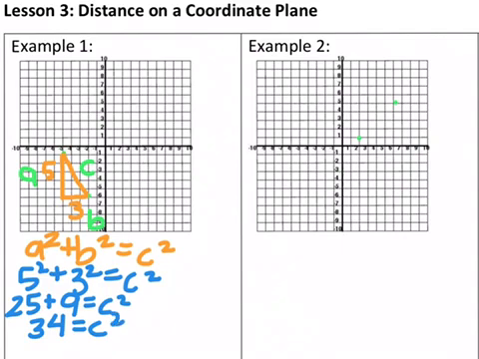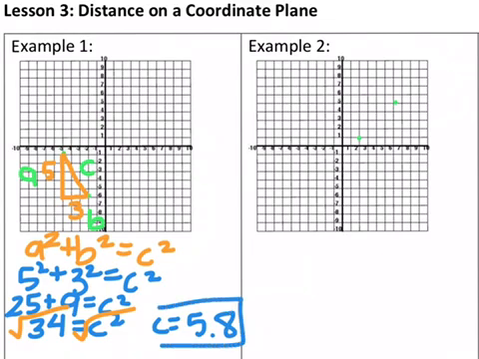Now, to get rid of that, you guys should have the hang of it by now. You take the square root, all right? Now, we do not have a perfect square in this situation, so we're going to have to round, and I want you guys to round to 1 decimal point. So I end up getting that c is equal to 5.8. I do not round it up, I keep it as is, and that is how far of a distance it is between those 2 points.